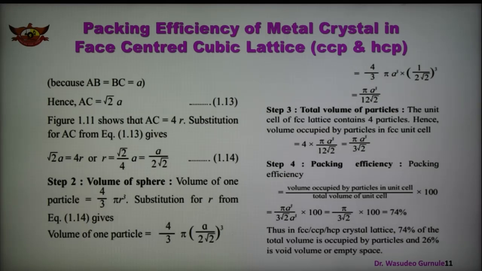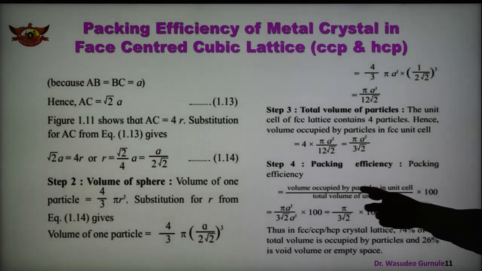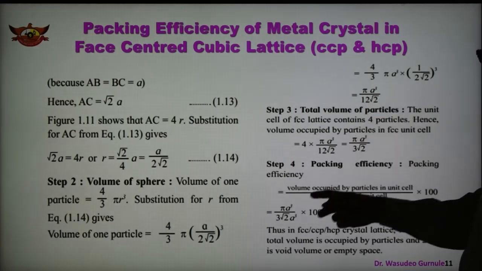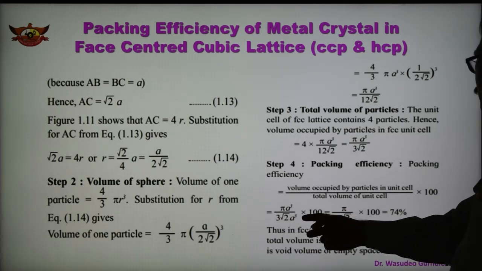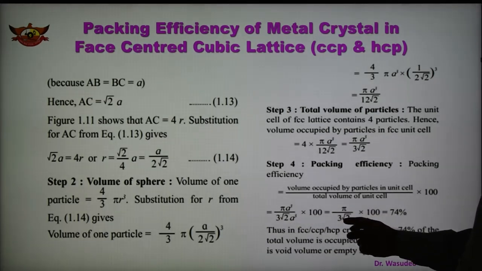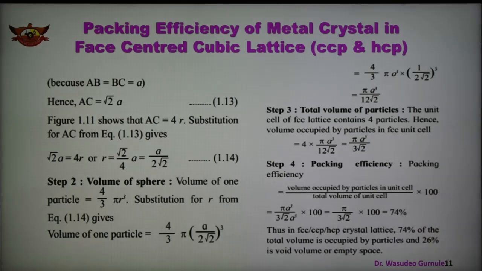So packing efficiency formula, as we know, is volume occupied by the particles upon total volume occupied by the unit cell. So pi A cube upon 3 root 2 into A cube, into 100 in percentage. So pi upon 3 root 2 into 100 equal to 74% is there.